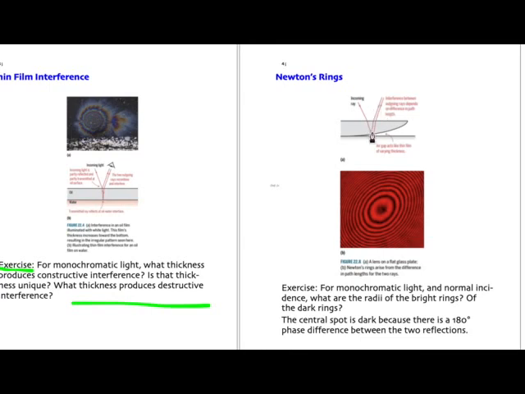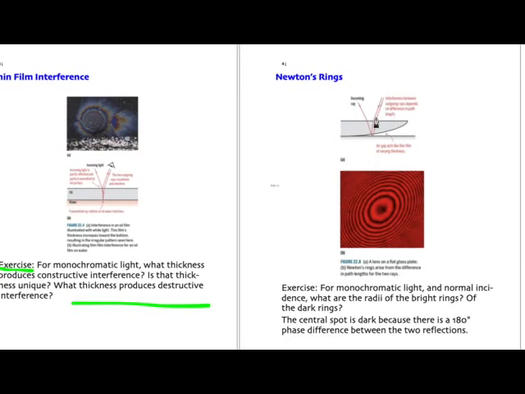And these two waves have gone different lengths. This one has gone to the base of the lens and back out. This one has gone beyond the base of the lens and then back out. So it has an extra distance. If that extra distance is an integer number of wavelengths, you would have constructive interference.